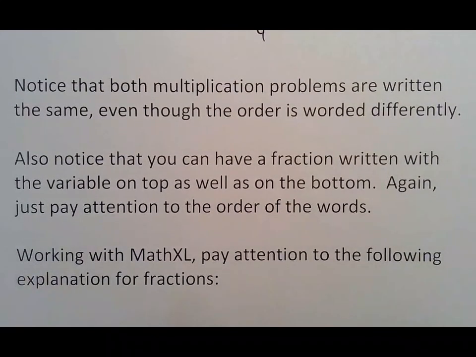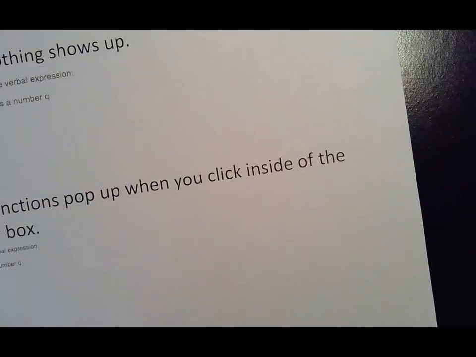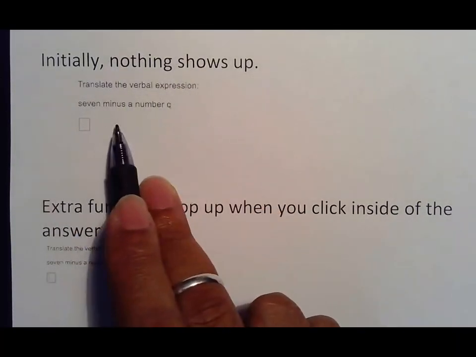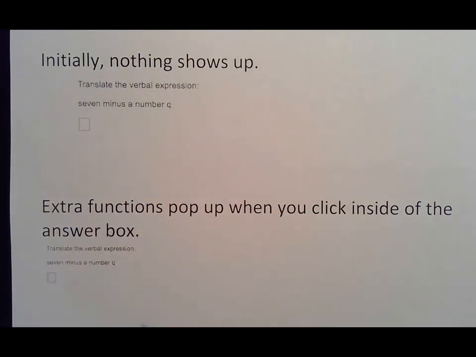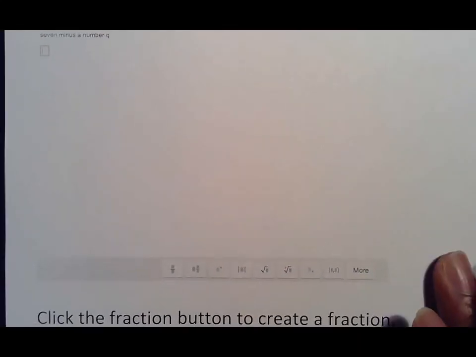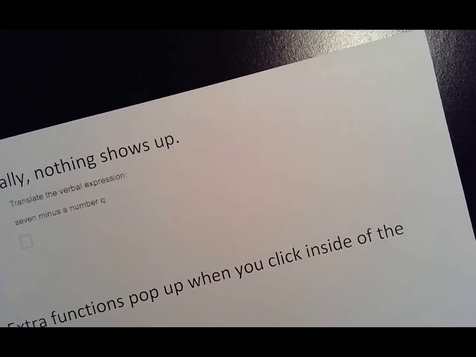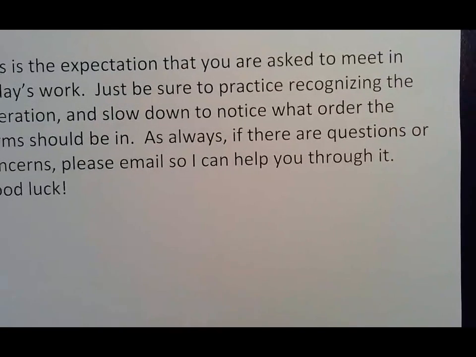Key thing here when you're working with MathXL and you're going to be doing fractions, it's important to understand how to work with these things. When you have the problem on your screen and it looks like this, nothing's going to show up on the bottom until you click inside that box. Once you click inside that box, you should see something like this pop up, which is where you will see your fraction button. Notice how there's a cursor now. You'll click the fraction, that'll bring up a fraction, and you will go ahead and put whatever on top and on bottom using the arrows. Again, if you have any issues with that, let me know so that I can help you through that, because that is what I am here to do.